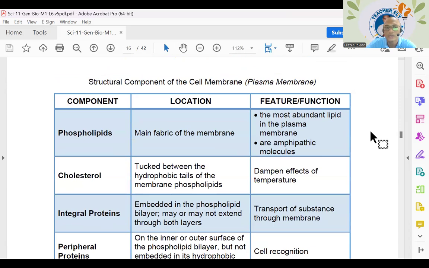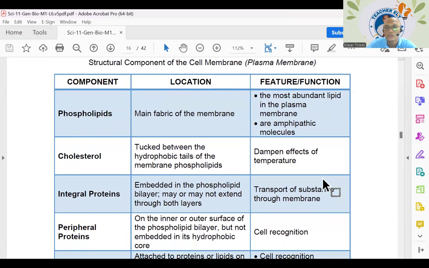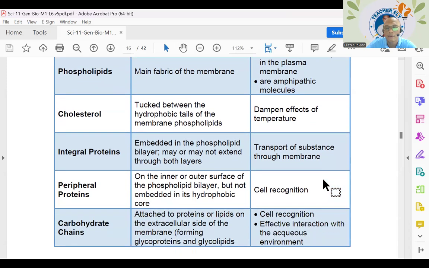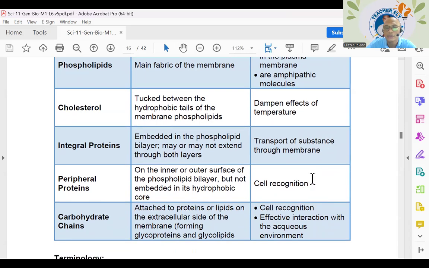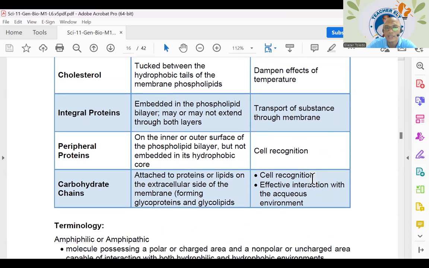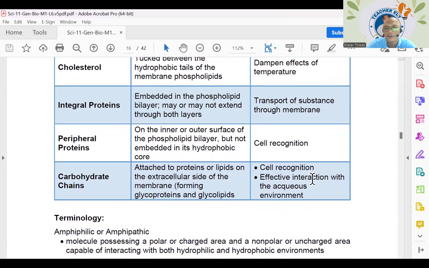Components which I would want you to remember, especially their function. The phospholipid is the most abundant, and they are amphipathic molecules. Amphipathic is one of the terminologies below. They dampen the effects of the temperature. Integral proteins transport substances through the membrane. Peripheral proteins are for cell recognition. They need that for communication.